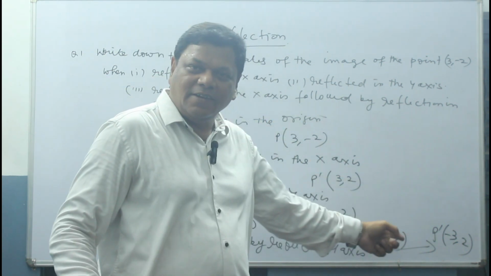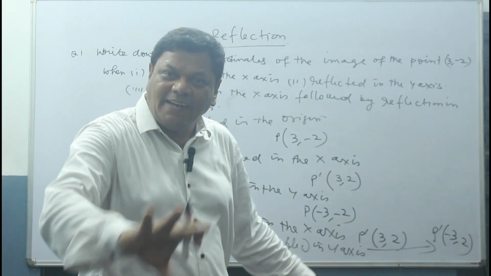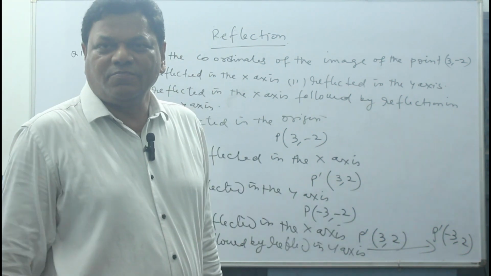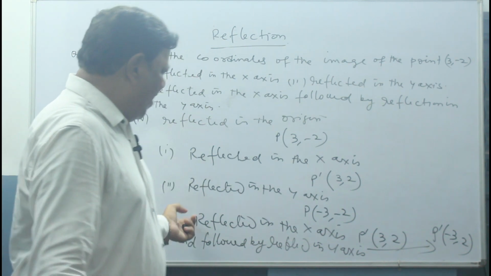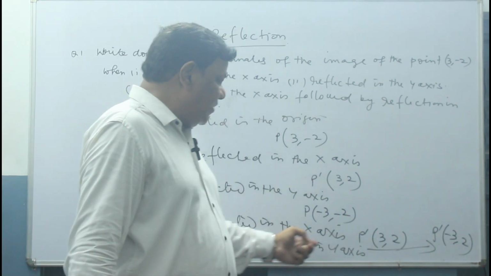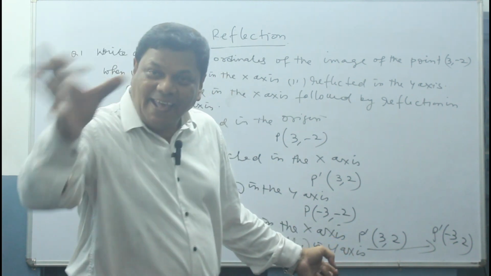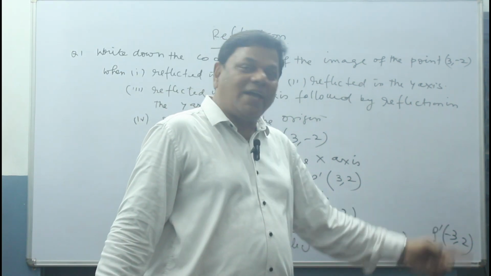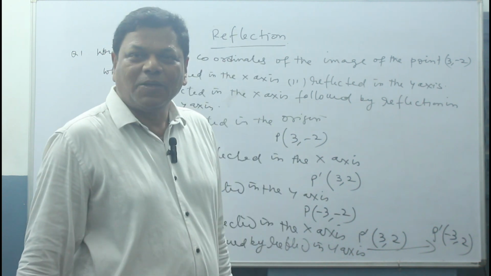Whatever you have done after the first step, from there start the second step. Okay children? So reflected in the x-axis means y sign will change, followed by reflected in y-axis means x sign will change from here. So minus 3 and 2 is the answer.